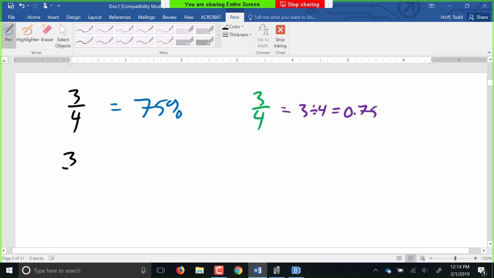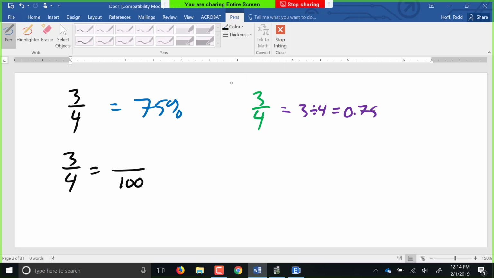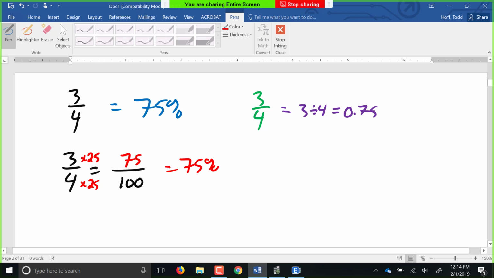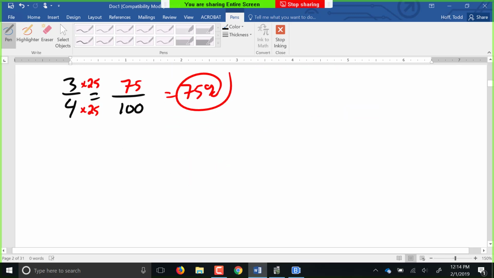The other thing we could have done, 3/4, we can think that's 3 out of 4. We need to change it into out of 100 to be a percent. 4 times 25 makes 100. 3 times 25 makes 75. So it's 75 out of 100, or 75%. Not all of our fractions convert that easily, though.